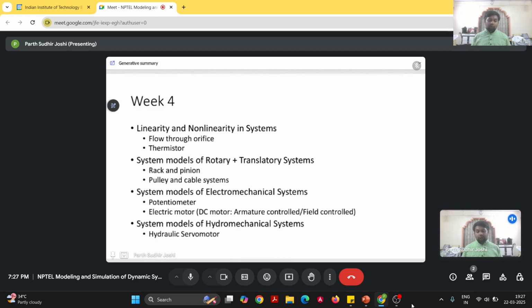So in the case of a hydraulic servo motor, we can have a pressure difference across the inlet and outlet ports of the cylinder. This pressure difference creates a force on the piston, which may be connected to a load, and so it creates mechanical movement of the load. System models of robots have also been discussed. But today we'll be focusing on the problems related to these four sections which have been discussed here.